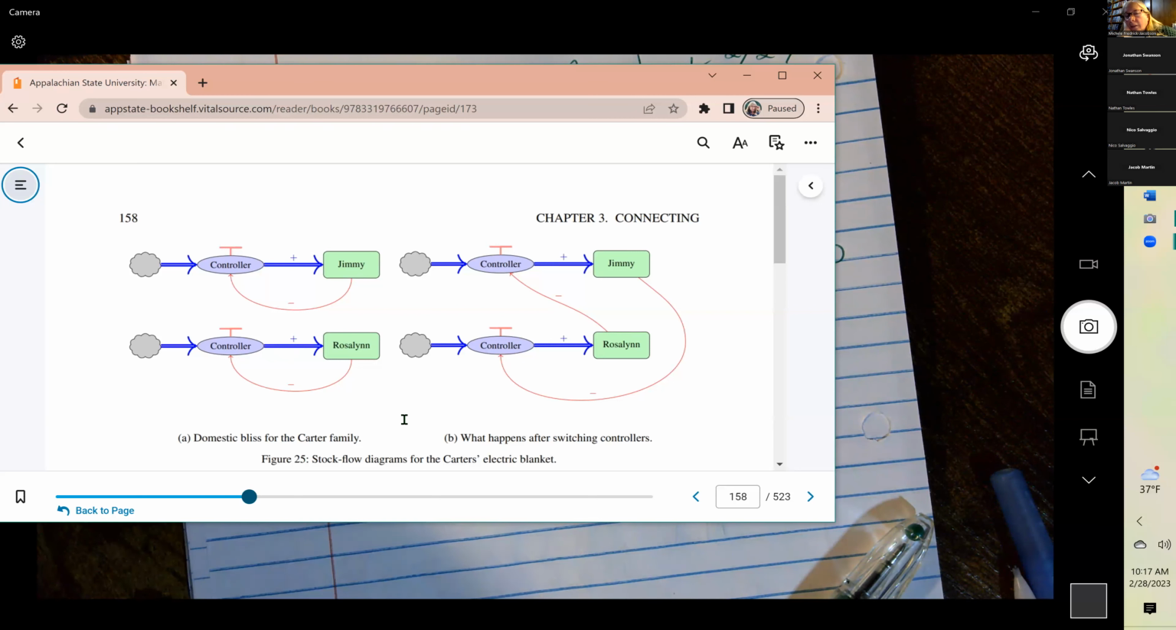Any questions on that? So the increase in her heat lowers this controller, where an increase in his heat lowers her controller. And so it's constantly amplifying and nobody's comfortable. Unless you both want it at the exact same temperature, then maybe. Any questions on that?